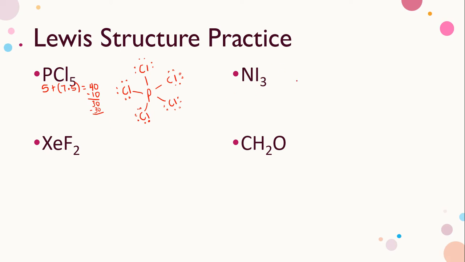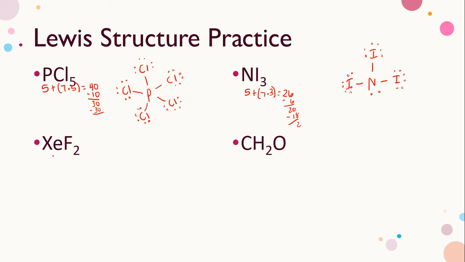Now if we go over here to NI3, N can donate 5, iodine can donate 7, but there's 3 of them, so that's 21. That gives me 26 that I'm working with. Nitrogen will go in the middle since it is the first one listed and least electronegative. I've used 6 bonds, so that leaves me with 20. So I put them on the outside. When you make the outside happy, you're going to notice that you've only used 18 electrons. So I have 2 left over. Those 2 go on the middle. Now you check to make sure everybody's happy, and everybody is, so we're good.